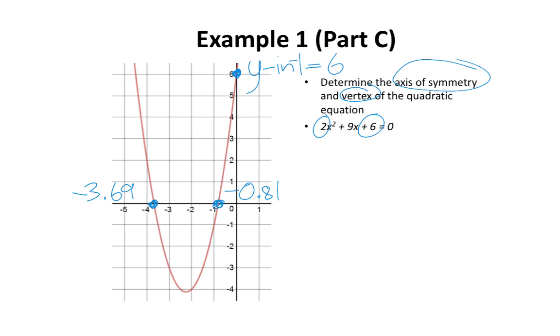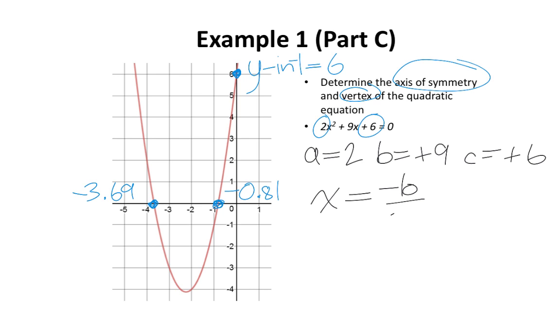There is a shortcut you can use when trying to determine the axis of symmetry, but that involves you identifying the values of a, b, and c. Let's go ahead and do that once again. The value of a is positive 2, the value of b is positive 9, and the value of c is positive 6. Remember, the signs are very important, so please include them, especially if they're negative. The shortcut is x equals negative b over 2a. At this point, I'm going to substitute in my values of b. So that becomes 9 in brackets, and I'll have 2 in brackets.